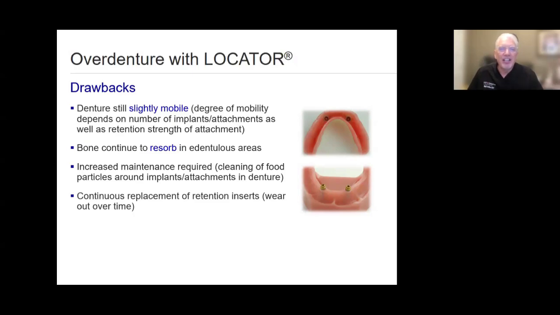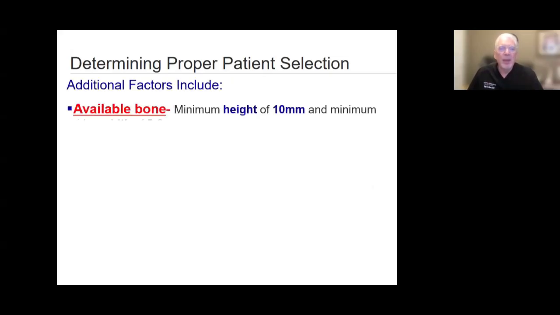Understand that, once you place the implants, it doesn't mean they're going to be there forever. They still need to maintain them, and the inserts that retain will wear.